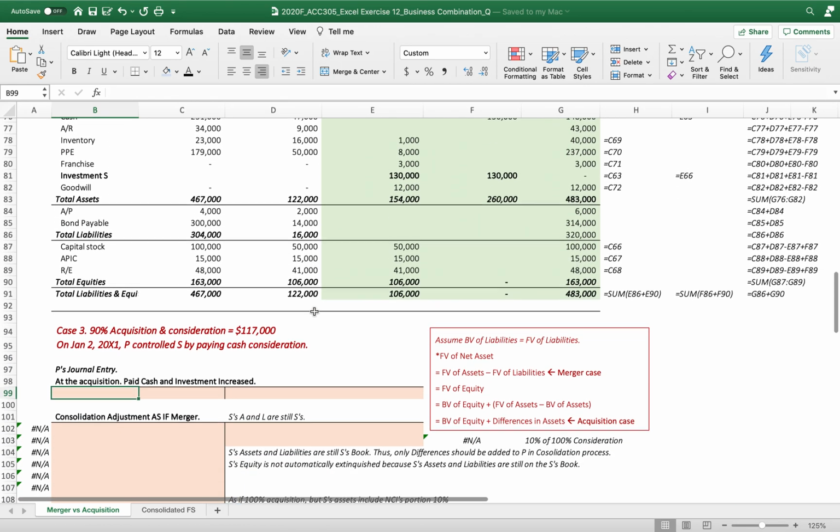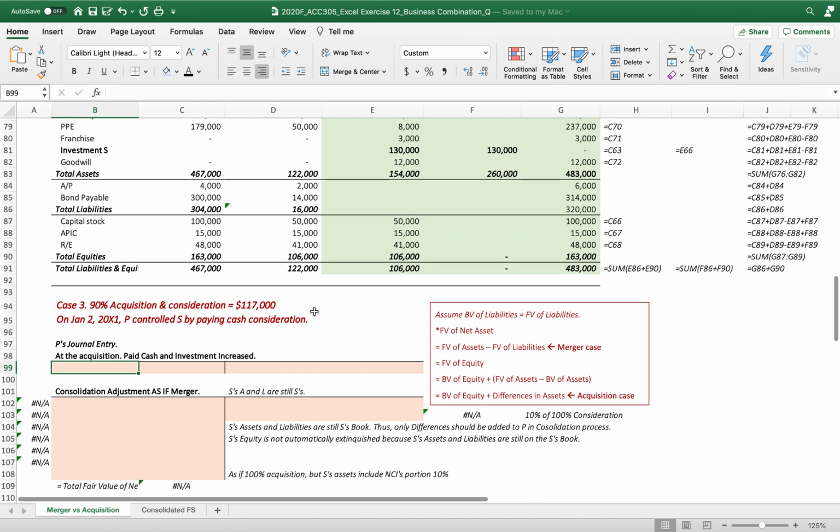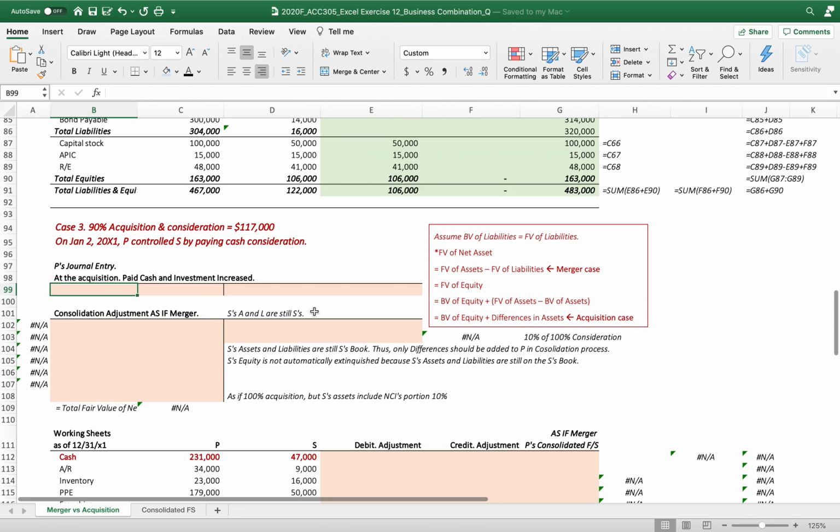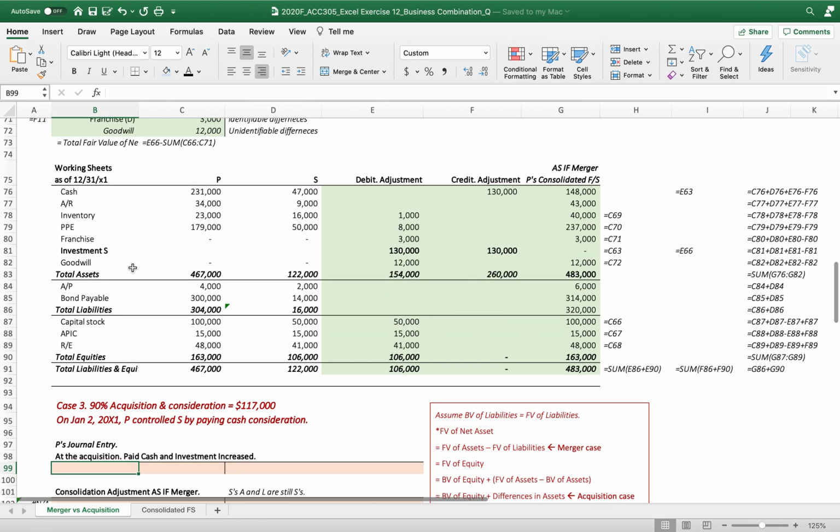Now let's move on to 90% acquisition and consolidation, the process. The consideration for 90% acquisition is $117,000, and the P company controlled the S company by paying cash consideration. We have the same process, but we need to consider what? Right, non-controlling interest, the rest amount of the control power, 10%.